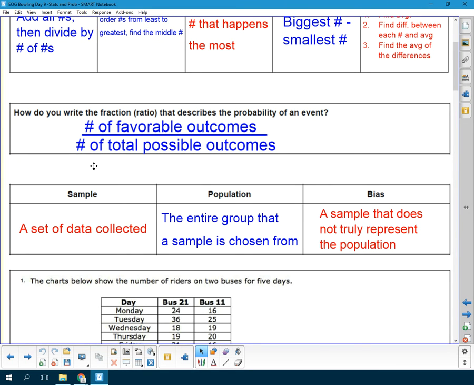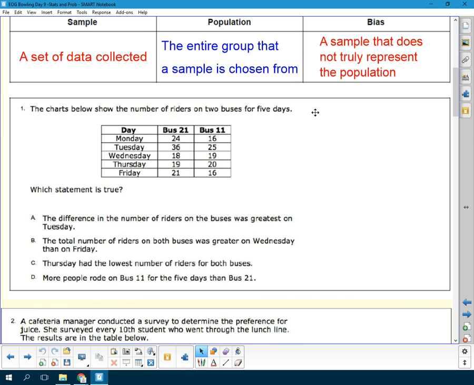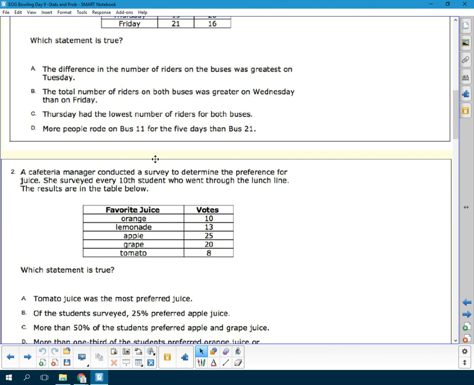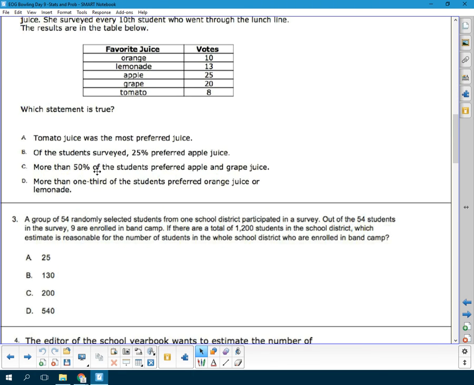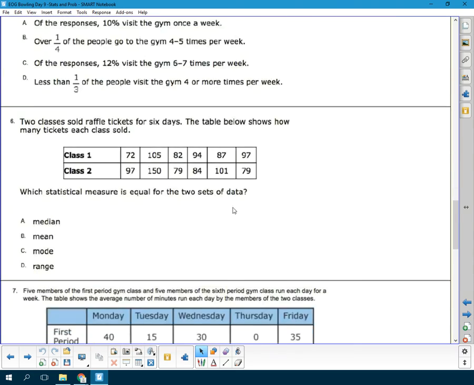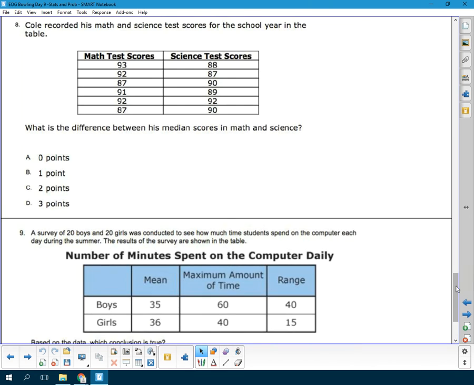Okay? So those are some words we talked about in Unit 10. What you're going to do now is you're going to look at all these math problems and try to solve them. Number of riders on a bus, cafeteria manager asking for a survey, school district, all these questions are going to get answered by you, these lovely math students, right here, right now.